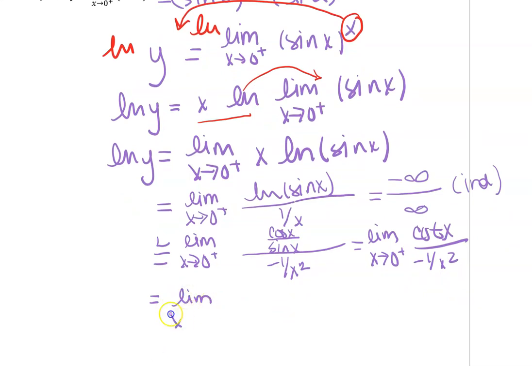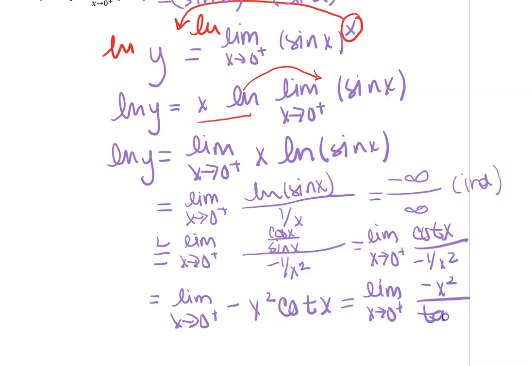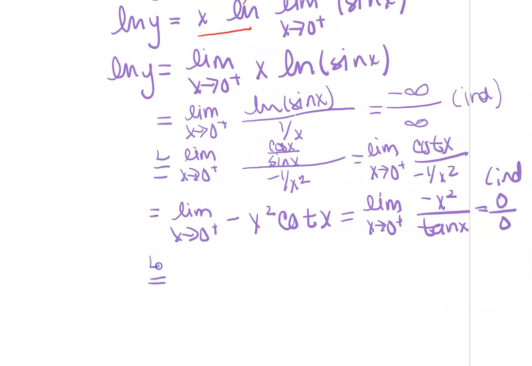And so this gives me the limit as x approaches 0 from the right of negative x squared cotangent x. And cotangent, if I move it to the bottom, gives me negative x squared over tangent x. And the limit of negative x squared over tangent x is 0 over 0. So again, we're at a place of indeterminate. So we're going to apply L'Hopital's again. The limit as x approaches 0 from the right of the derivative of the top would be negative 2x. The derivative of tangent x is secant squared x, going back to our trig days.